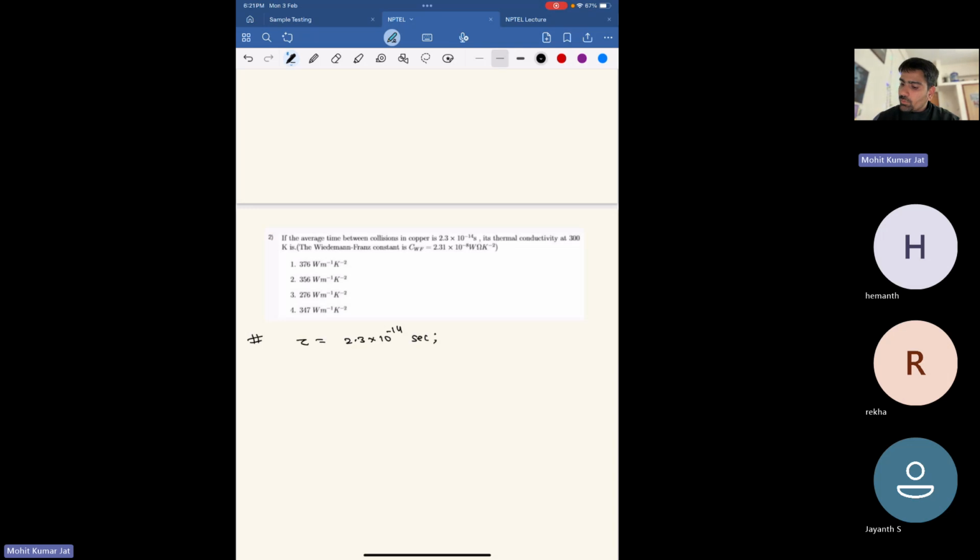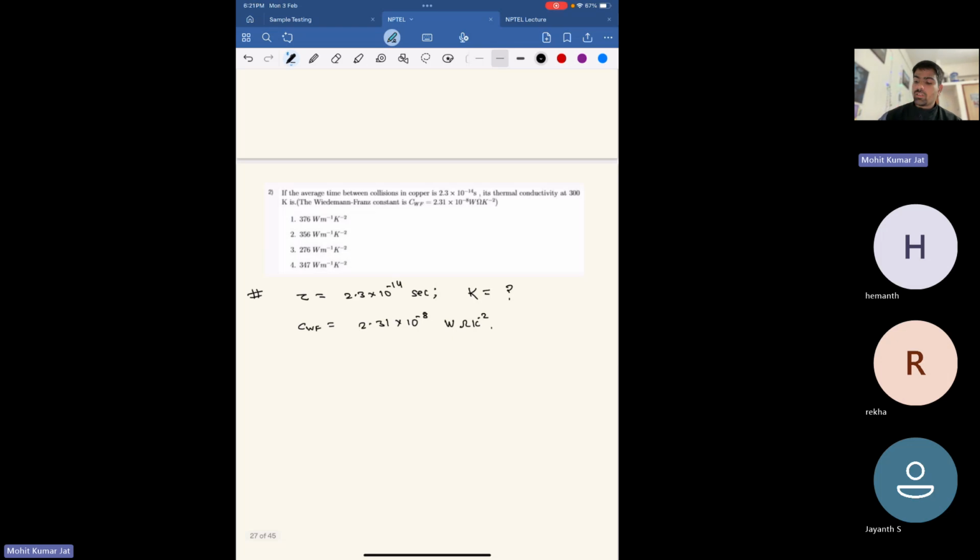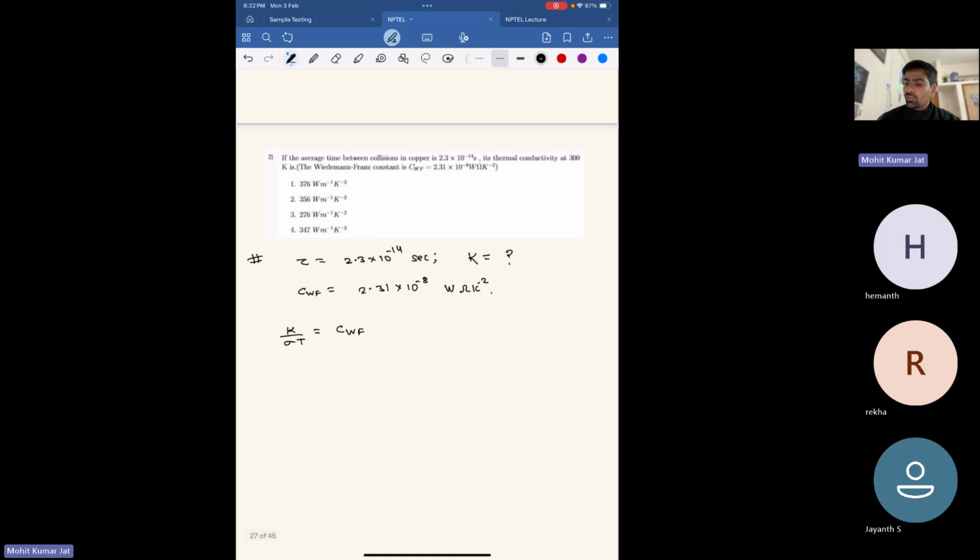Its thermal conductivity, kappa, is what they are asking in the question. And the Wiedemann-Franz constant, CWF, is given as 2.31 × 10^-8 W·Ω·K^-2. From the Wiedemann-Franz law, we know that kappa by sigma T is a constant, and that constant is CWF. So the question has given us the average collision time.